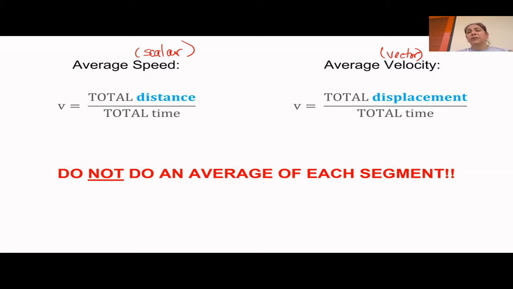And so to find your d over t, for speed, you need to use the scalar, which is distance, and for velocity, which is a vector, you need to use displacement. So we're going to look at the position time graph here to see how we are supposed to do this. Make sure you take a note of what's in red and all caps and bolded, which means it's really, really important. Do not do an average of each segment.